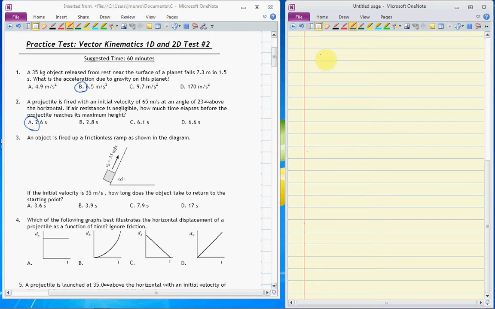In question 3, this object fired up the frictionless ramp has an initial velocity of 35 meters per second. Now it's useful again to work in the components. So we're only really interested in the component of the acceleration that acts down the slope, because the amount of it that is acting into the slope, like that, is of no value. It doesn't speed it up at all. So we have V naught is equal to 35 meters per second.